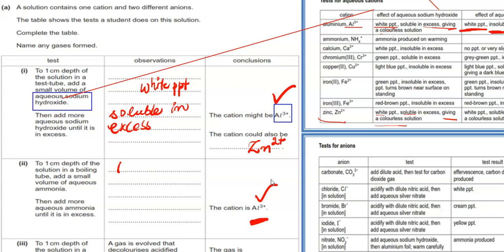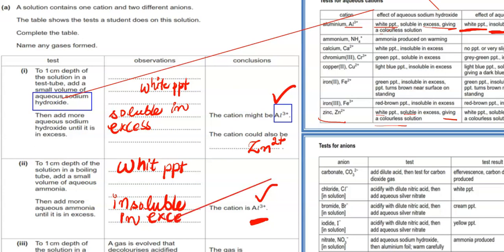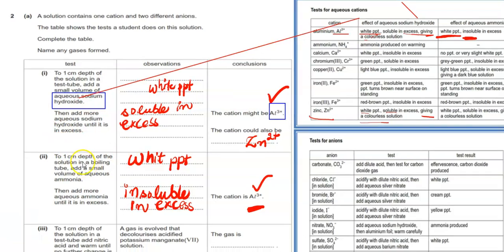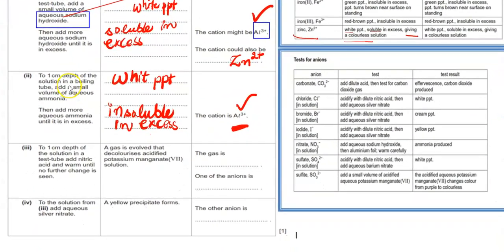So we write here white precipitate, and in this case we will write here insoluble in excess. Why are we writing this? Because it is already written in this key part. I hope you understand this point. Now the next part. Yes, it is very easy.